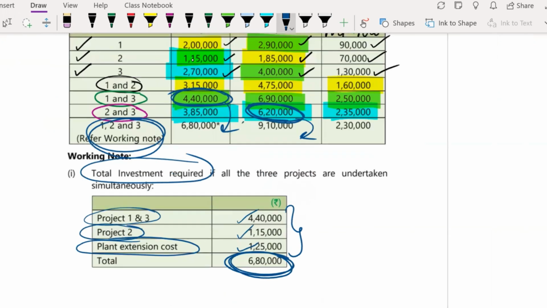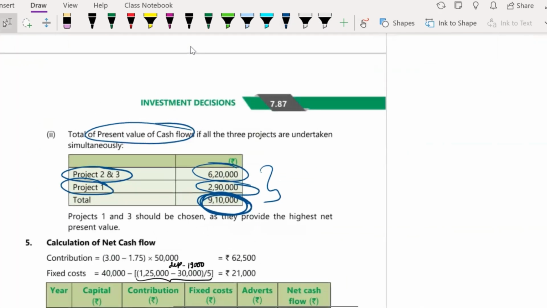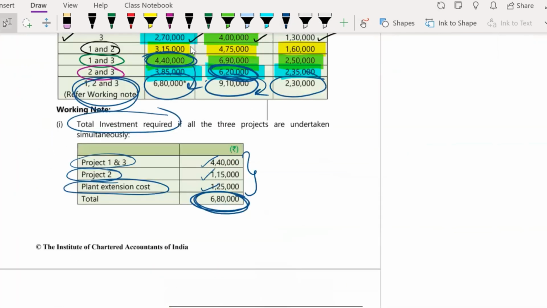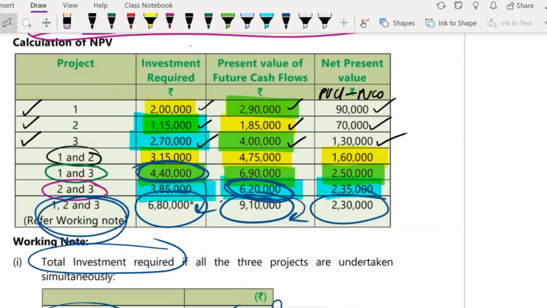So you put 9,10,000 and 6,80,000. Your NPV will be 2,30,000. Okay. I hope you understood it. So here you now have to choose which is the best project combination to be undertaken. Here the highest NPV is in the case when project 1 and 3 are undertaken, 2,50,000. The NPV for project 2 and 3 is 2,35,000. So that is the combination that you have to undertake.